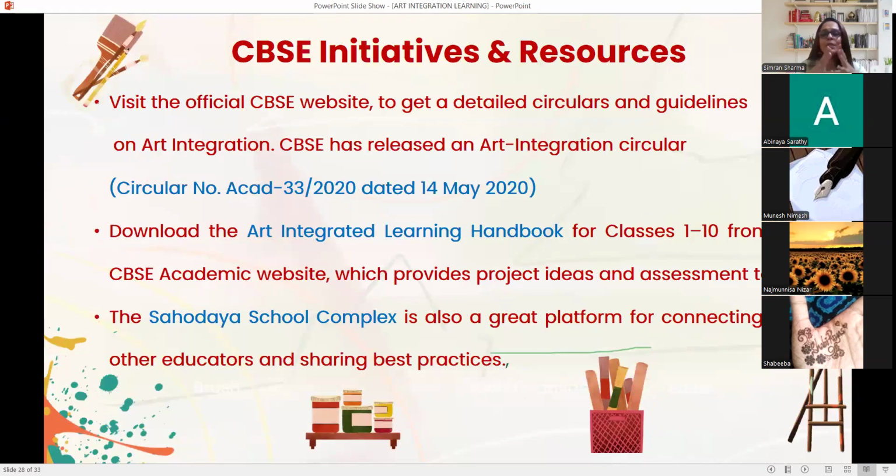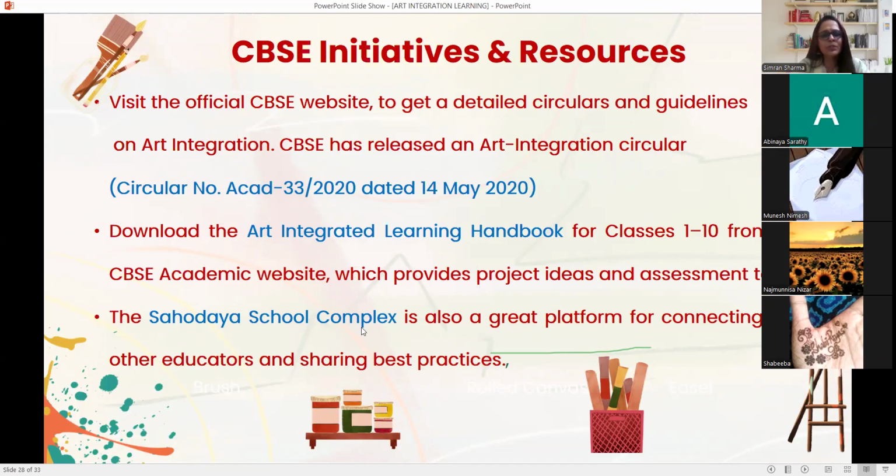Okay. Now, CBSE initiatives and resources. Please visit the official CBSE website to get a detailed circular and guidelines on art integration. There is a proper circular on it dated May 2020. You can download the Art Integrated Learning Handbook for classes 1 to 10 from the CBSE academic website also, which provides project ideas and assessment. And of course, you can go through Sahodaya school complexes.